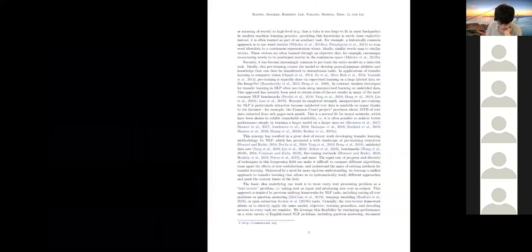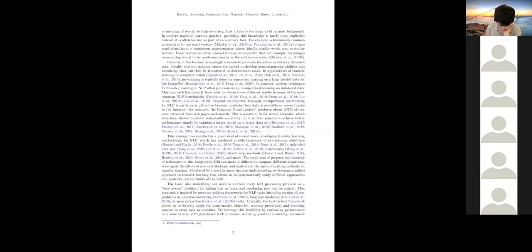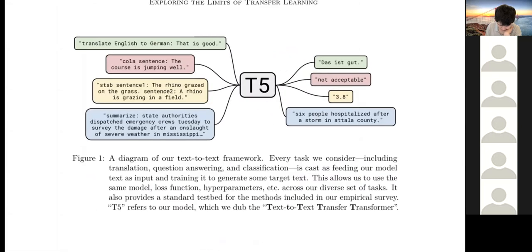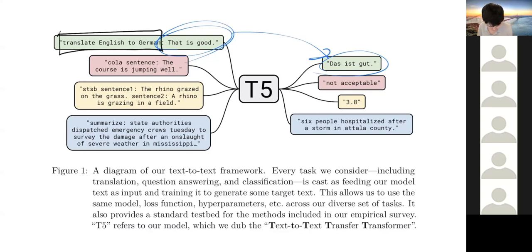So it's a very long paper, by the way, 67 pages. I'll try to really go through the important parts. Here it is. This is what I meant when I said they put some instruction on the input side, because the translation data itself is just mapping this to this, but then you see that they actually put this at the front: translate English to German. And same for other tasks.